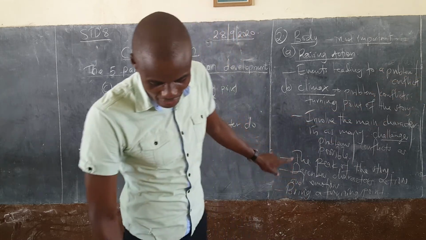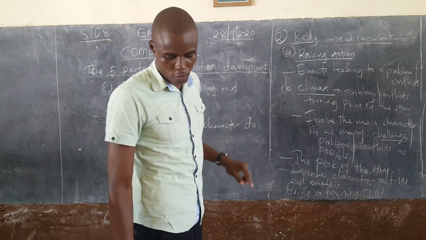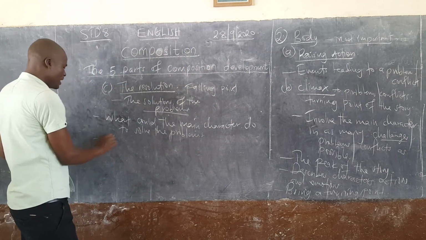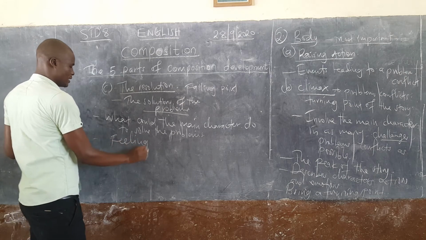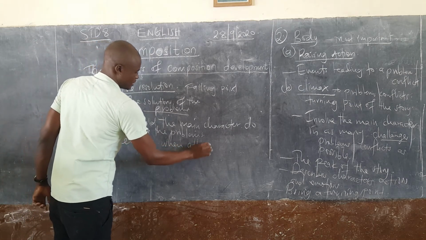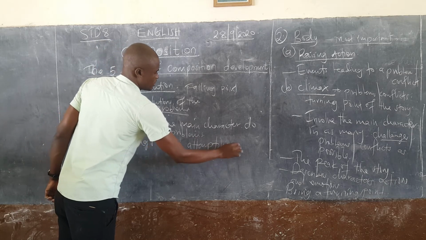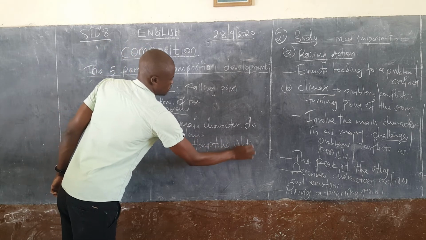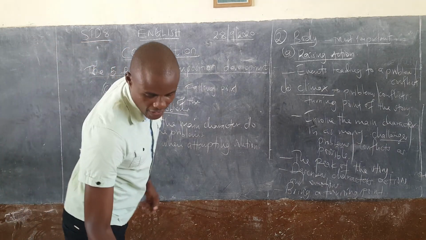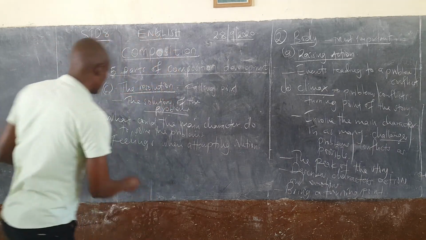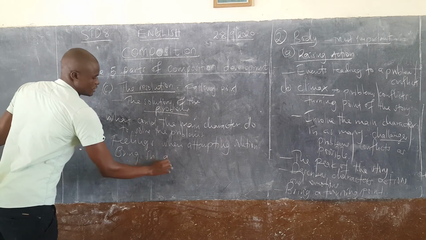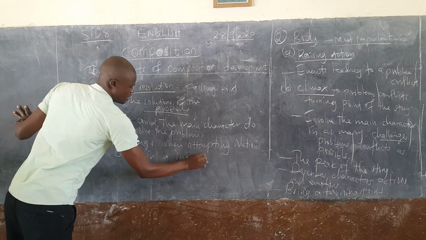So I've just said, what could the main character do to solve the problem? Then how did he feel? Feelings when attempting a solution. What are the feelings? And then lastly, we say bring in a superhero.